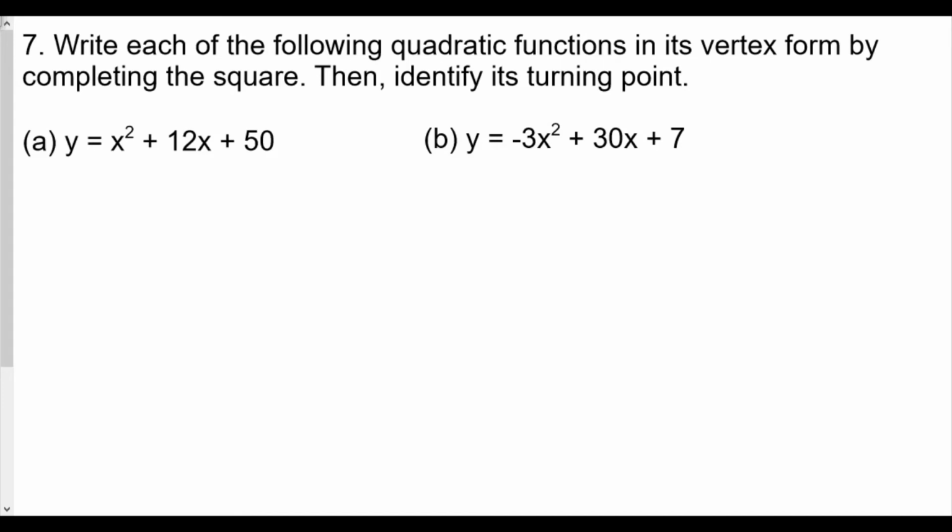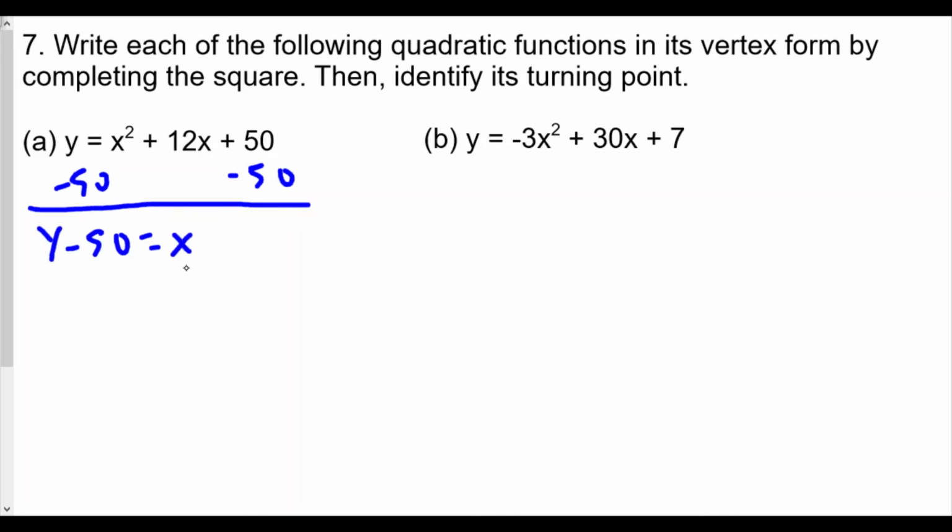Number 7. Write each of the following quadratics in vertex form by completing the square. So the very first one, we're going to complete the square like we normally do. Okay? And we're going to subtract 50 from both sides. Y minus 50 equals x squared plus 12x. Oh, we need some blanks. Plus blank equals x squared plus 12x plus blank.